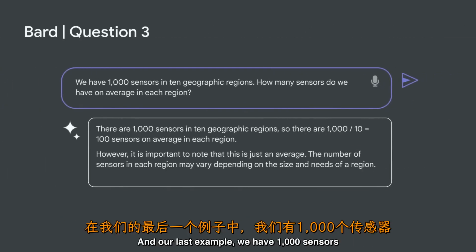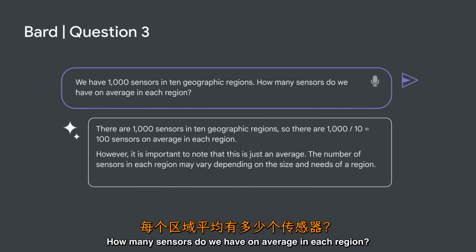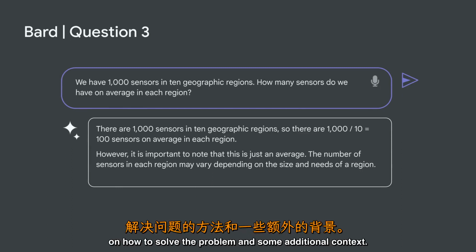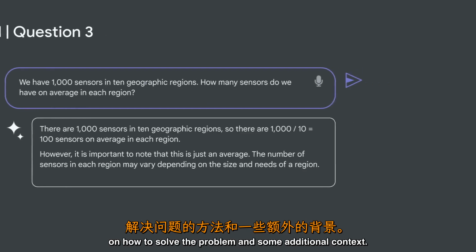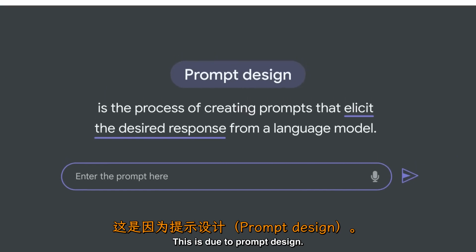And our last example, we have 1,000 sensors in 10 geographic regions. How many sensors do we have on average in each region? Bard answers the question with an example on how to solve the problem and some additional context. In each of our questions, a desired response was obtained. This is due to prompt design.